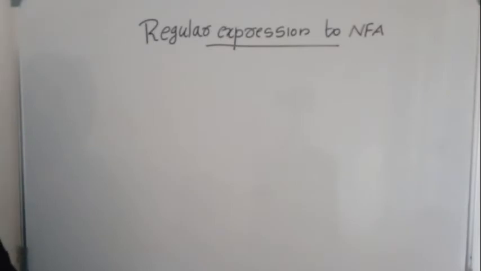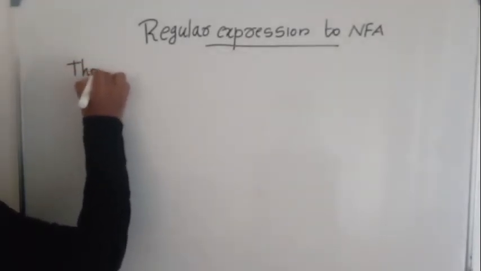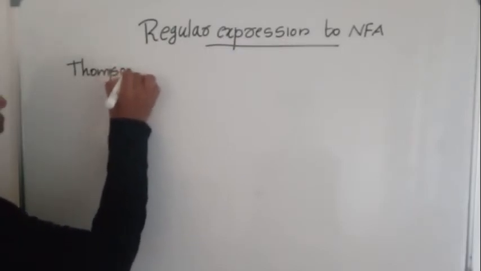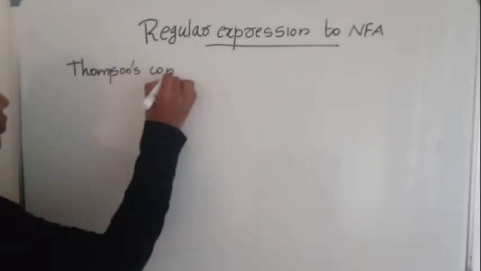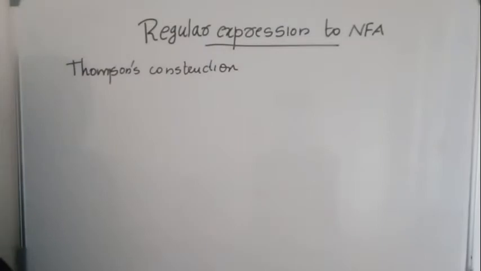Hello all, in this video we will see the conversion of regular expression to NFA. In the previous couple of videos we have seen that a token will be specified using regular expression and will be recognized using an automata. So this is very essential to convert a regular expression to automata. So we will see an algorithm known as Thompson's construction to convert regular expressions to NFA.